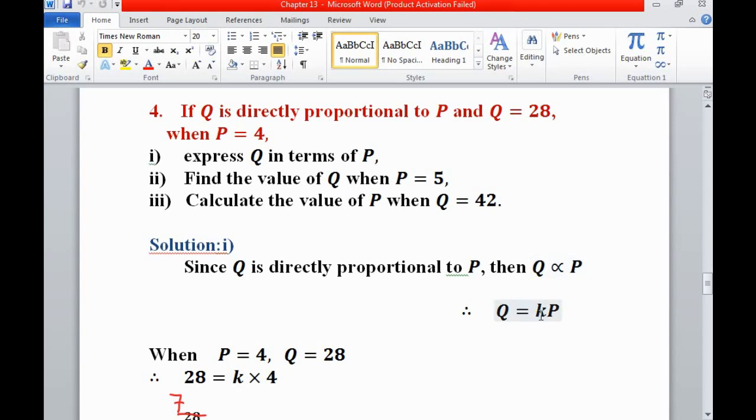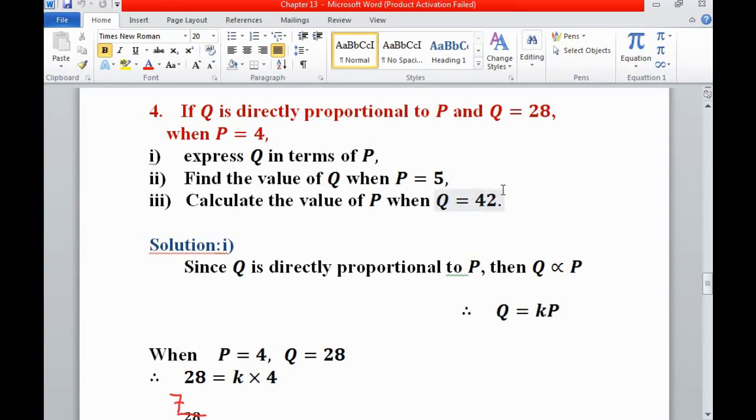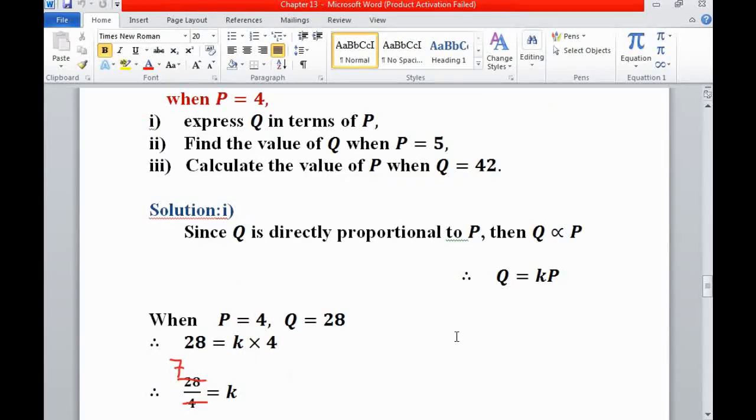Okay, I will place constant K while removing this sign of proportionality. So this equation becomes Q equals constant K P. Okay, now let's find the value of constant K by putting these two values of Q and P in this equation. So when P equals 4 and Q equals 28, then this equation Q equals KP becomes 28, which is the value of Q, equals K multiplied by P, which is 4.